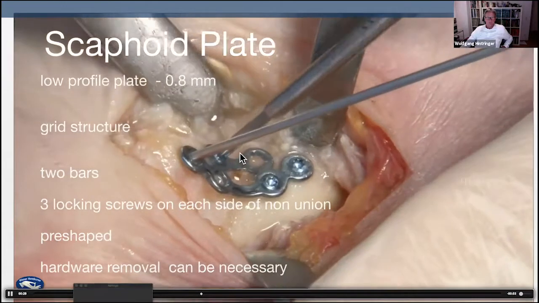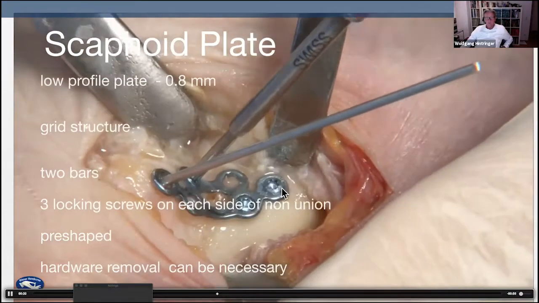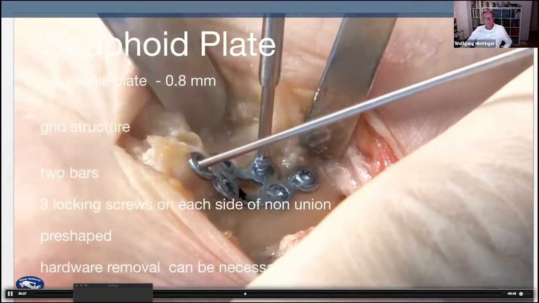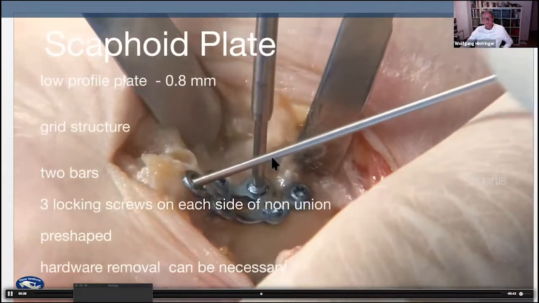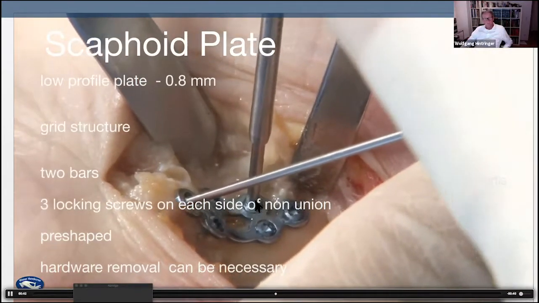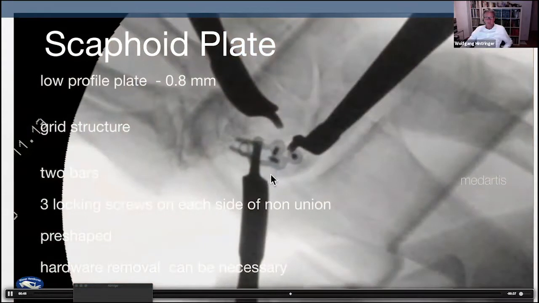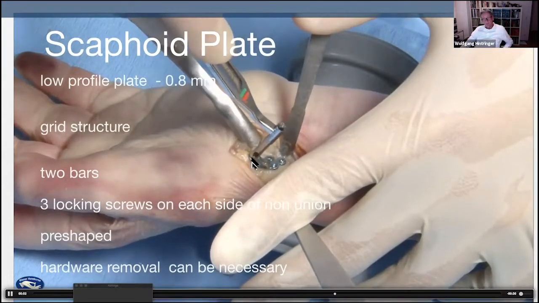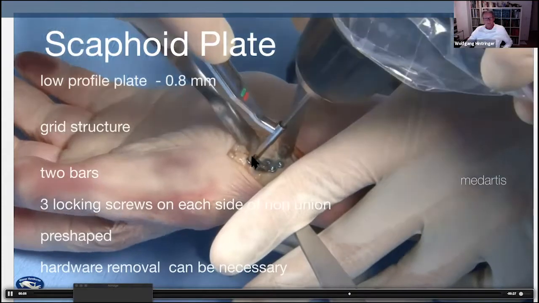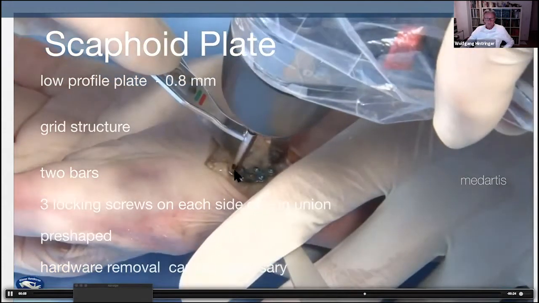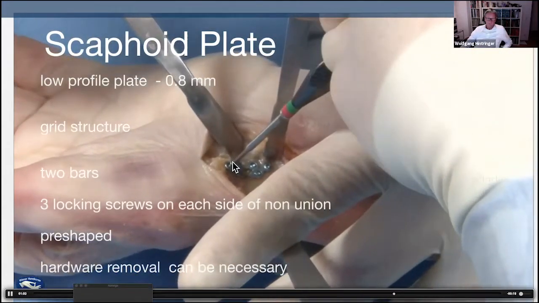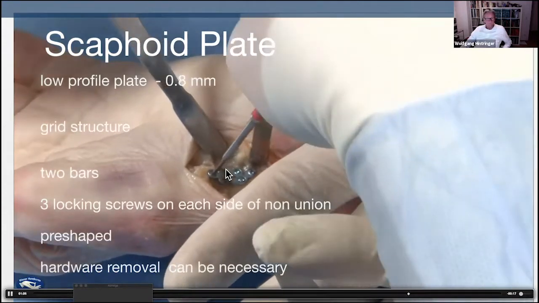But it is also enough if you have only 2 screws in the proximal pole and 2 screws in the distal pole. These locking screws give you a lot of stability, and you can screw them in different directions, 20 degrees in all directions. And you must not perforate the other cortex, because, as you know, locking screws give stability even without the other cortex.